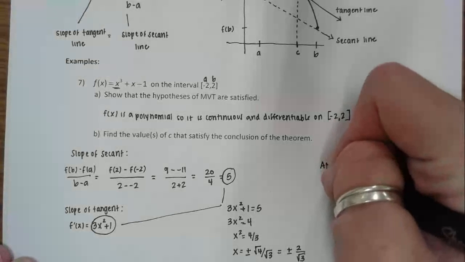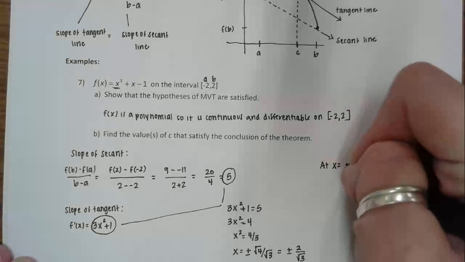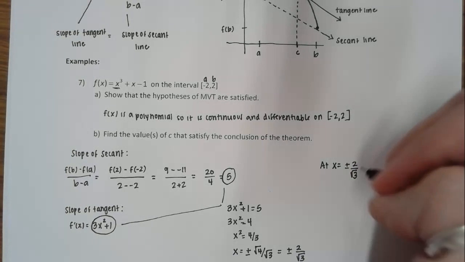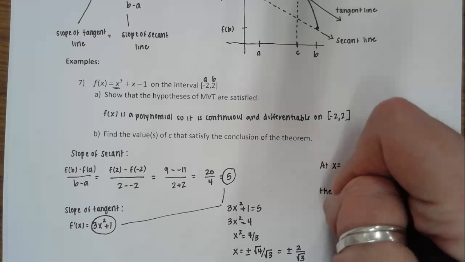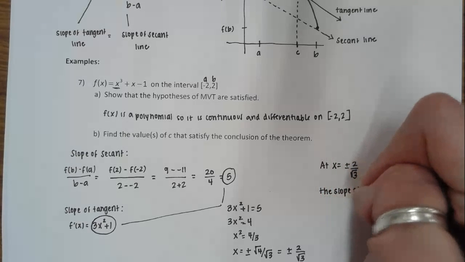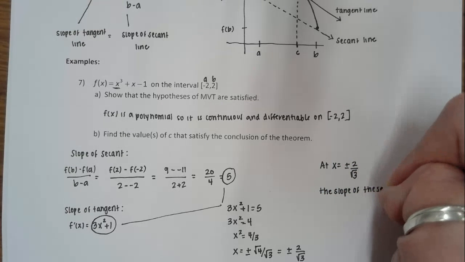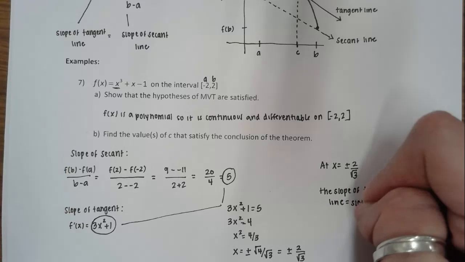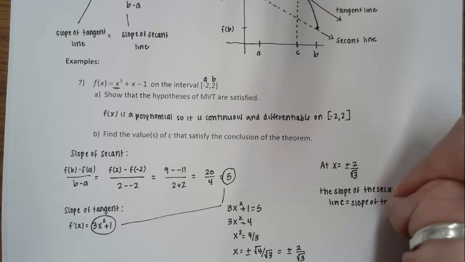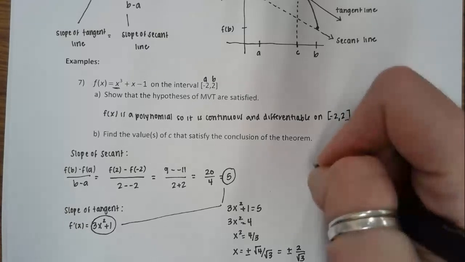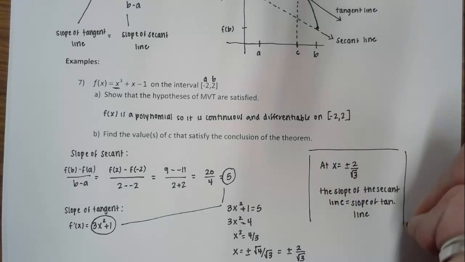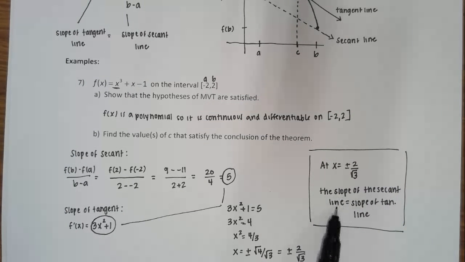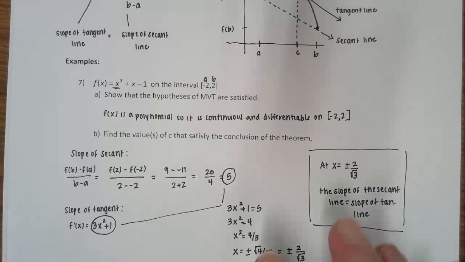So this is telling me that at the x values of plus or minus 2 divided by root 3 (if you wanted to rationalize this, you could, I'm just going to leave it where it is), the slope of the secant line is equal to the slope of the tangent line. So at that particular x value in this interval from -2 to 2, the slope of the secant line is equal to the slope of the tangent line.